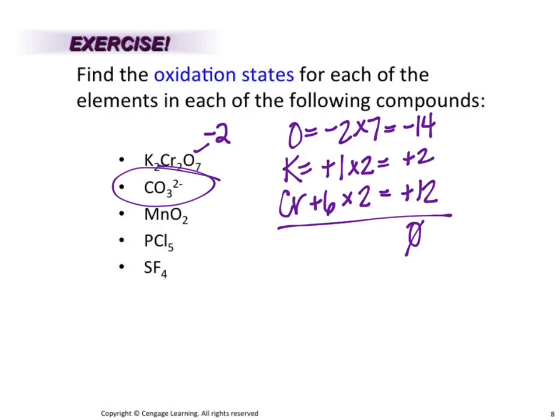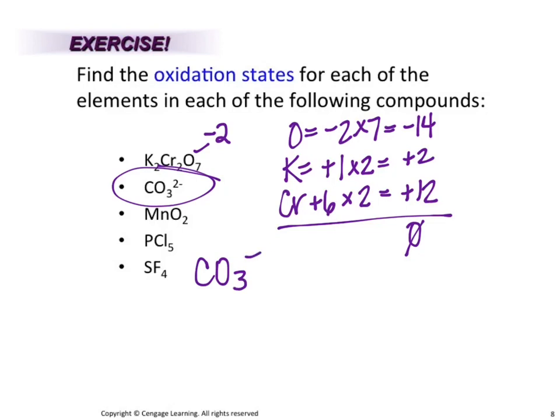It's a transition metal, but I always look at the first one and the last one, and then that helps me find out the middle one. You most likely won't know the middle one. You have to do the math to figure out the middle one. So let's do carbonate.